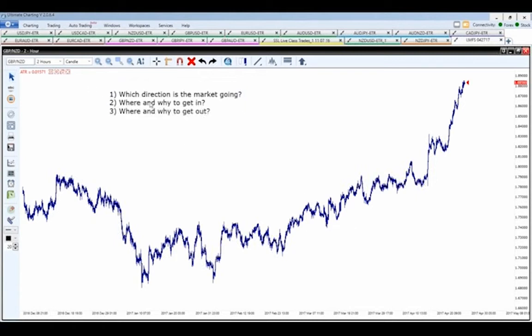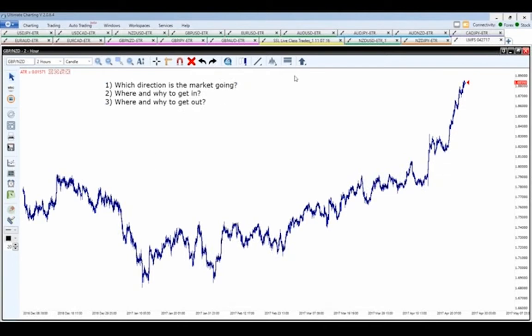But to answer question number 1, we're going to utilize what's called a trend line. I'm going to come in here and draw a trend line just like this. The neat thing about this trend line is that it's going to help us take some of the fear out of the market. When we are above this trend line, we are in the buy zone, looking to take buying positions. When we are below this trend line, we are in the sell zone, looking to sell the market.